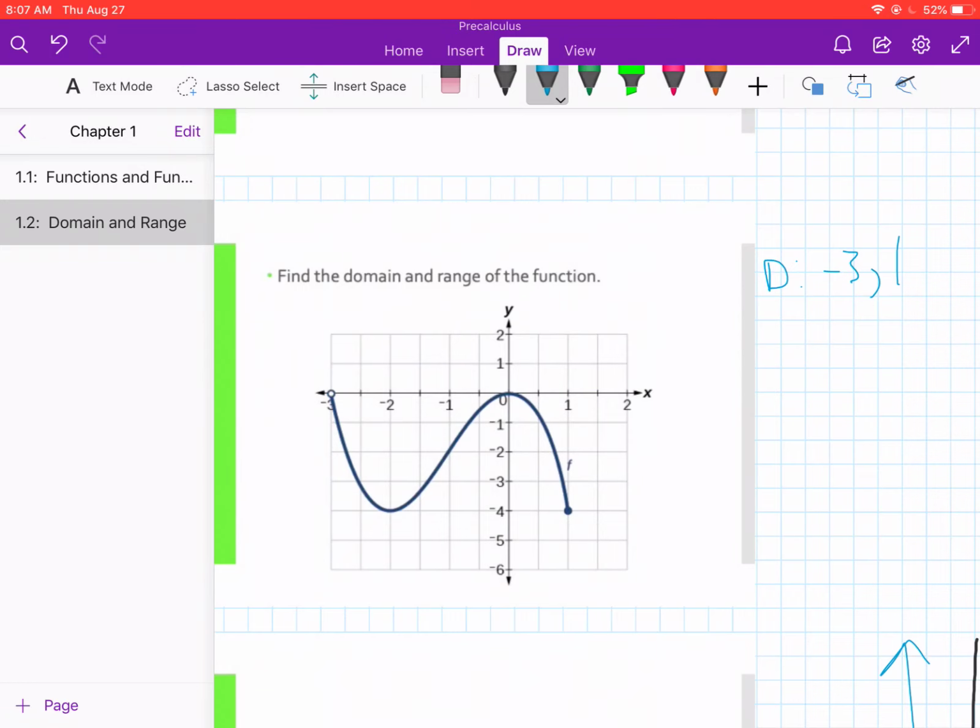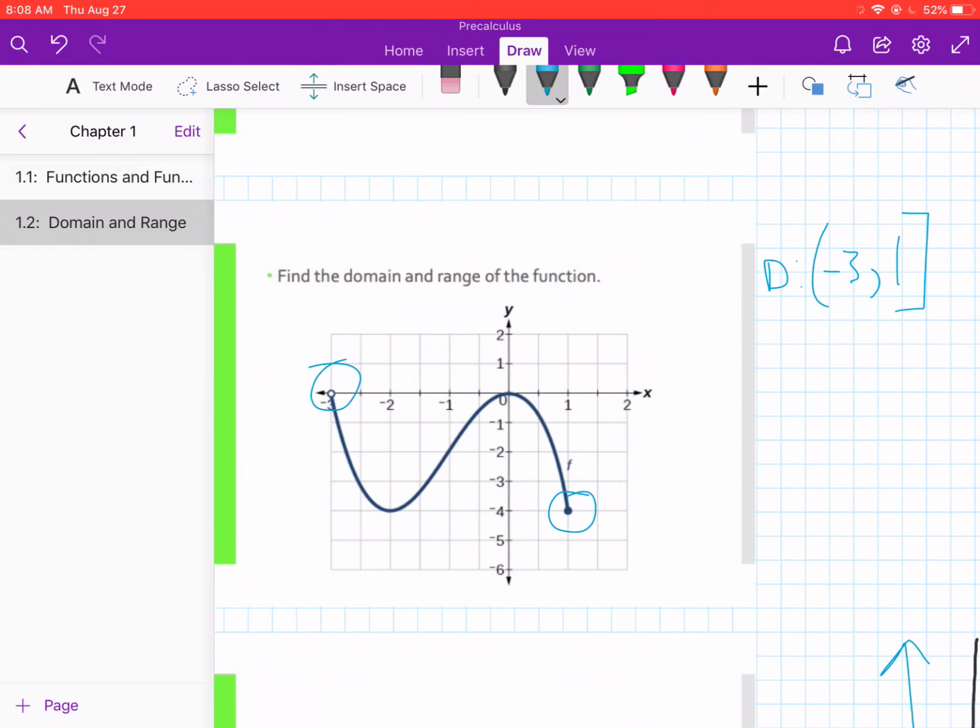So negative 3, notice that we have a hole. That means that point is not included. You can get closer and closer to that as possible, but it's actually not included. So that's going to be a parenthesis. The point at 1, negative 4, is included, so we are going to use a bracket. Looks a little weird, but get used to it. We're going to be using that from now on.